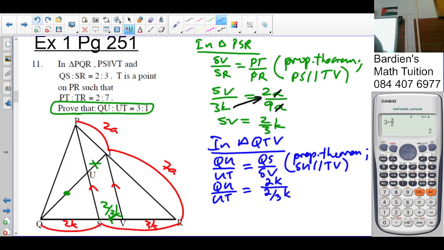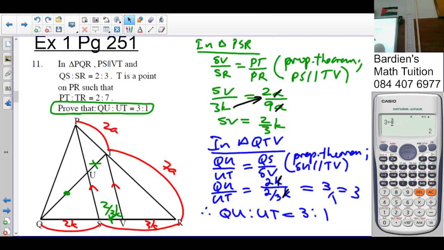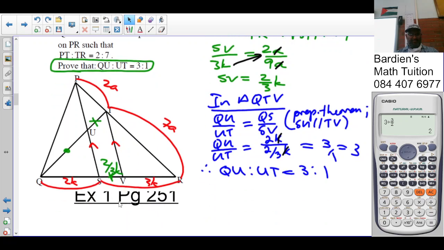Of course the K is cancelled. So therefore, this simplifies into 3 over 1, which is 3. Okay, the calculator should get that. Therefore, in conclusion, we can say that QU is to UT as 3 is to 1. Alright, you guys understand? Any confusion at this point? No? Let's go to number 12.